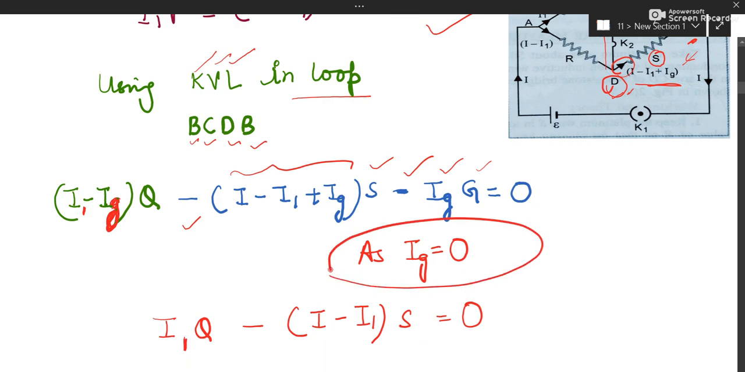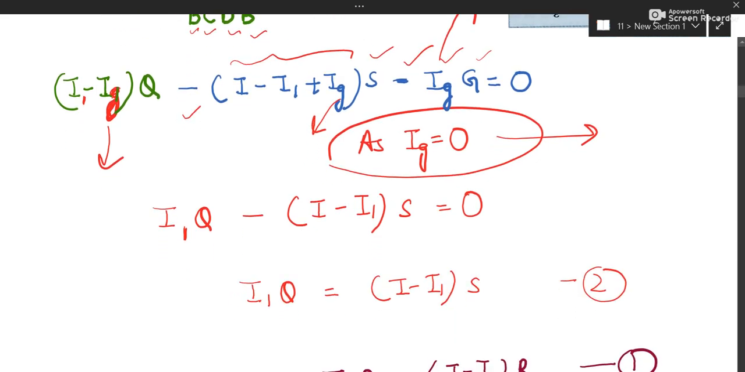Now again you will apply the condition of balanced Wheatstone bridge, that no current should flow through the middle arm. So put Ig as 0 wherever it is. Here it is Ig, and here it is Ig, and here it is Ig. So please substitute. You'll get this equation. Take the negative term to that side. Right. So you'll get this equation. The two equations are ready.